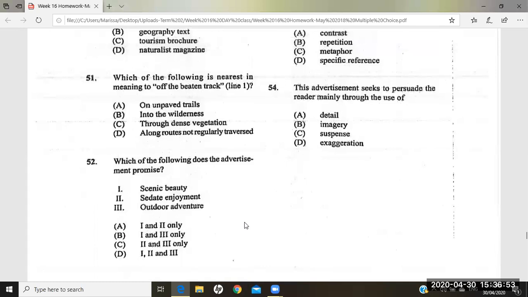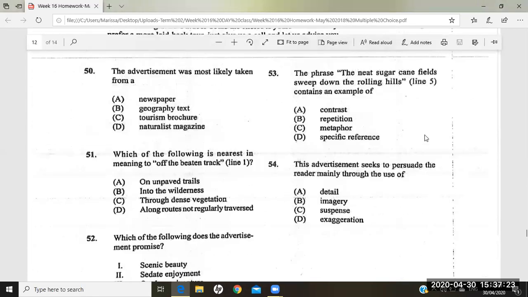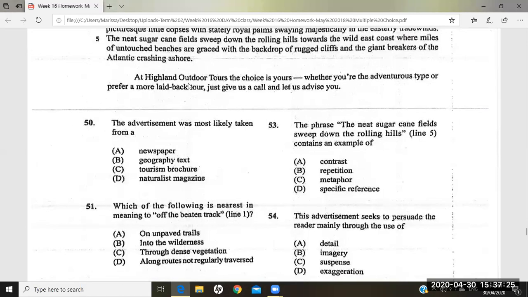52, Bala, which of the following does the advertisement promise? So does it promise scenic beauty, sedate enjoyment, or outdoor adventure? D. Bala, Sanjay, Bala. So Balash is giving his response here. The answer is D, all three of the above. Number 53, Reagan. The phrase, the neat sugarcane fields sweep down the rolling hills, contains an example of what?